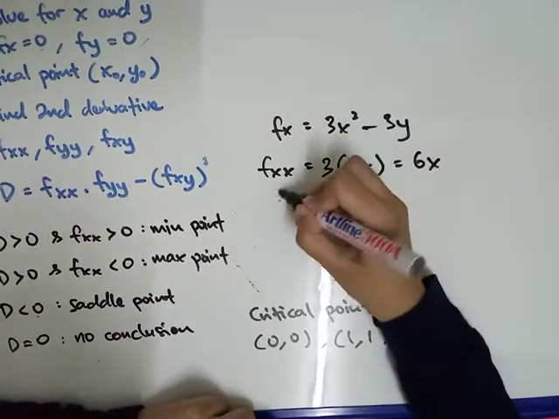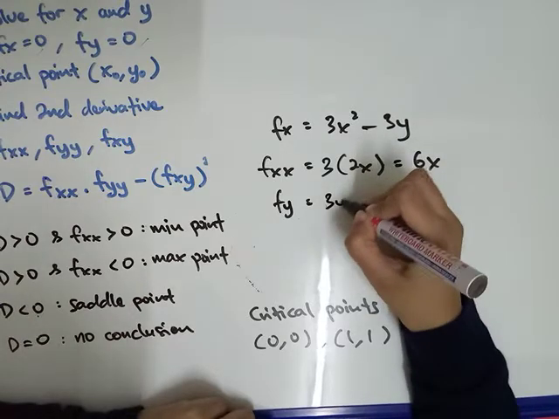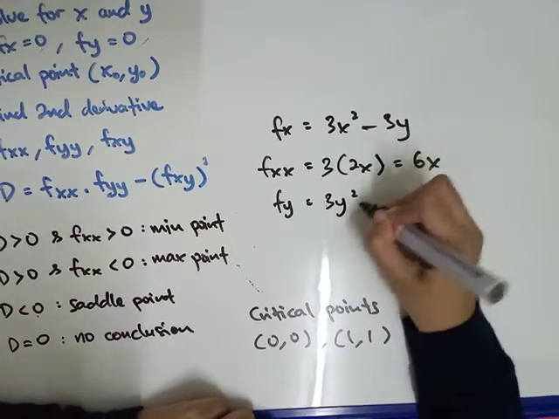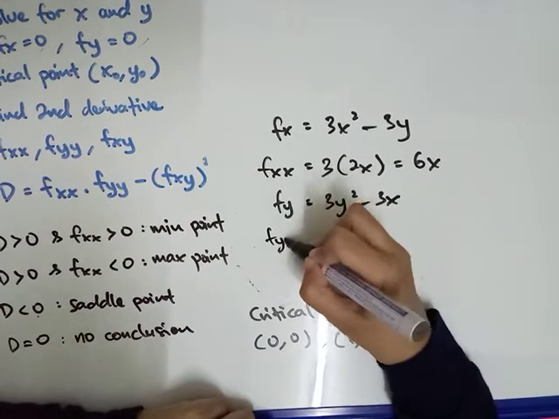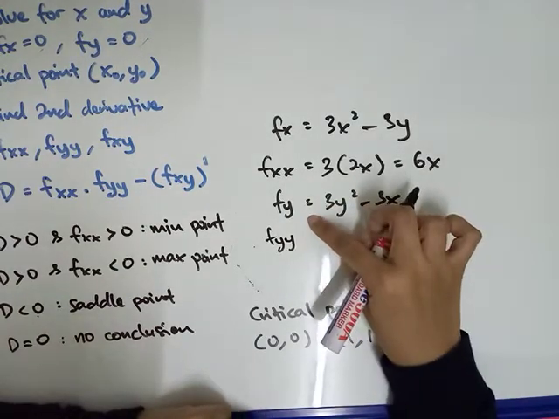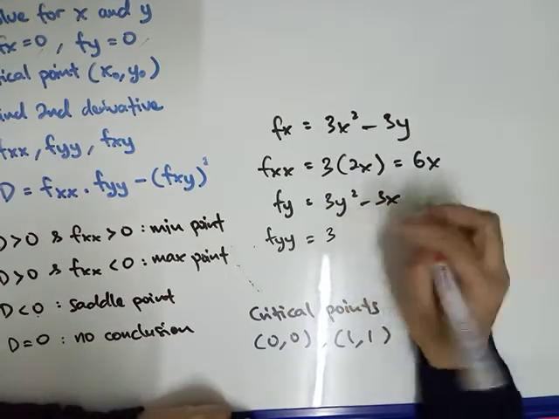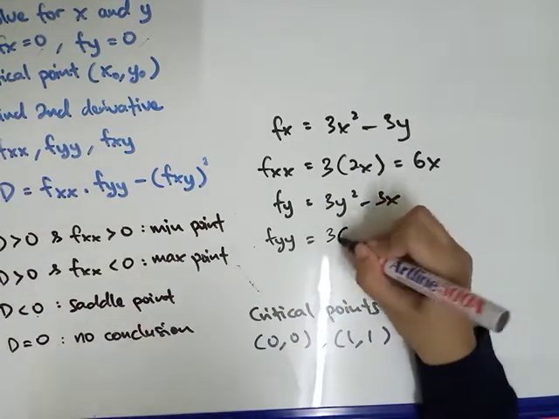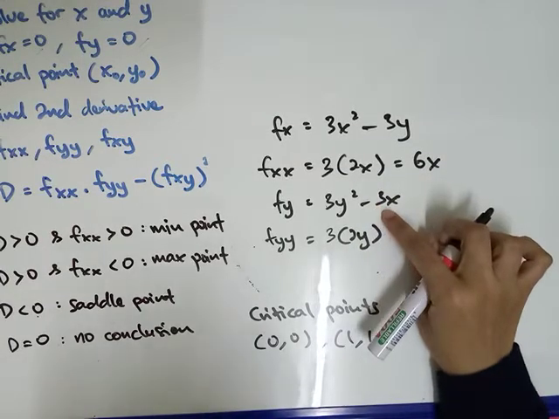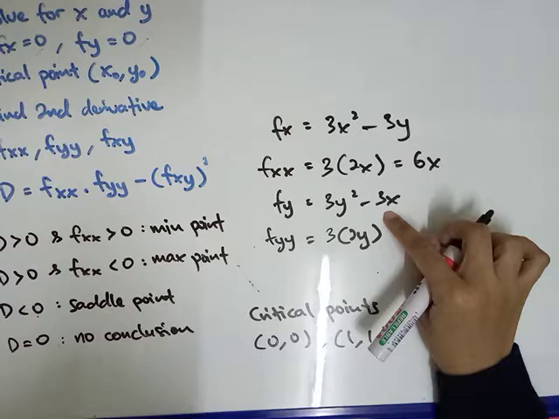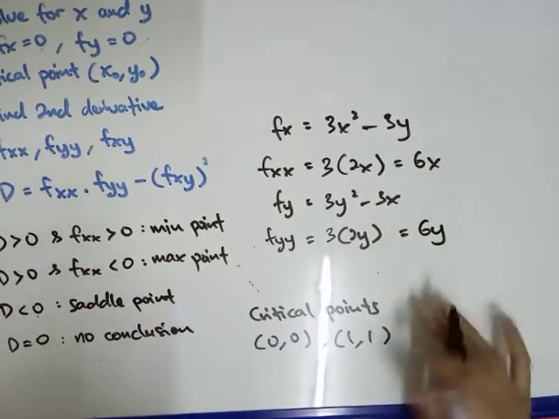What about fy? Fy tadi we have done calculate, it is 3y square minus 3x, right? So to find the second derivative from fy with respect to y, 3 is constant, y square differentiate we get 2y. Differentiate negative 3x, it is constant, differentiate constant we get 0. So the answer is 6y.